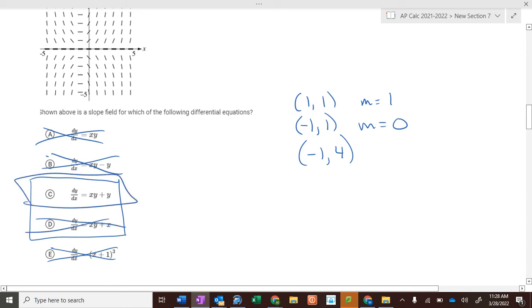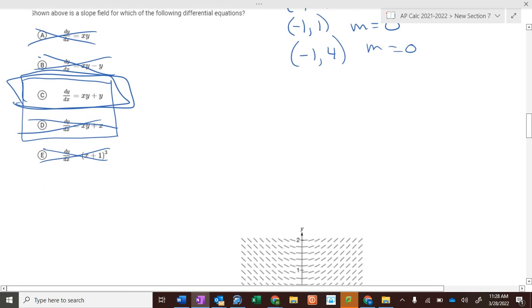So it's C, huh? Because if you put in negative 1, 4, and 4, you get 0. When they're perfectly horizontal, they're 0. And straight up and down, what are they? Undefined. Okay, so definitely C for this one. Took a little bit.